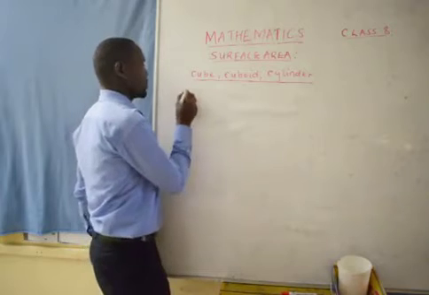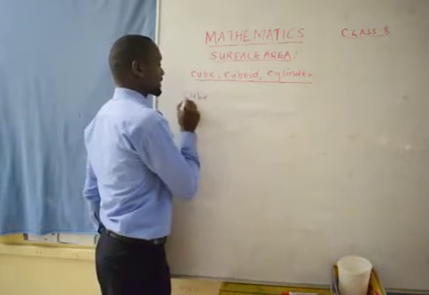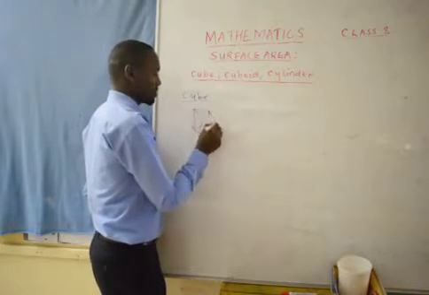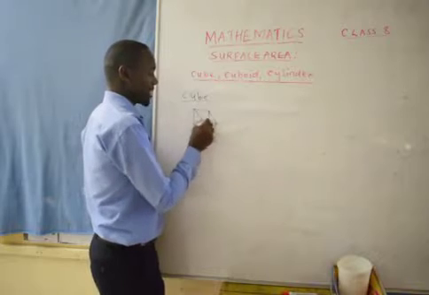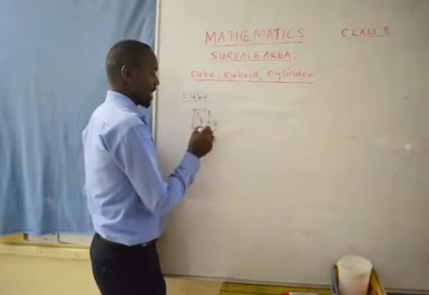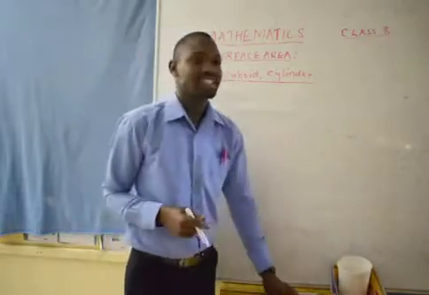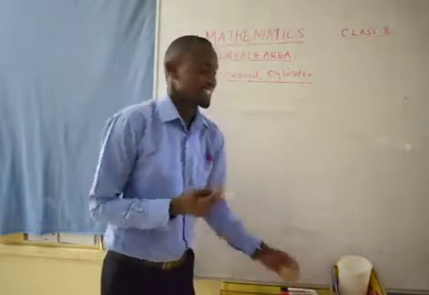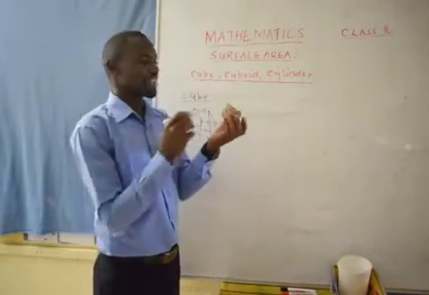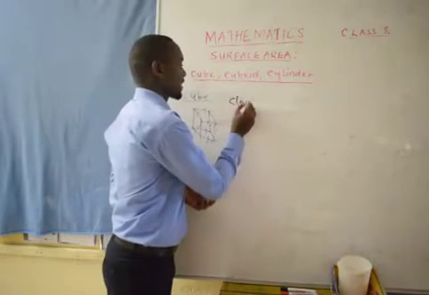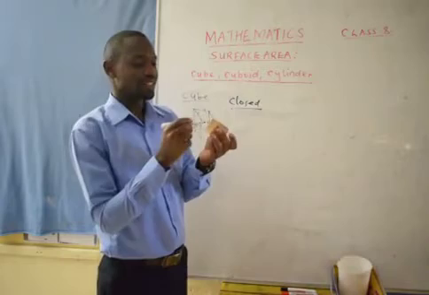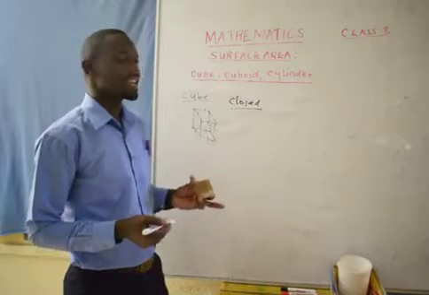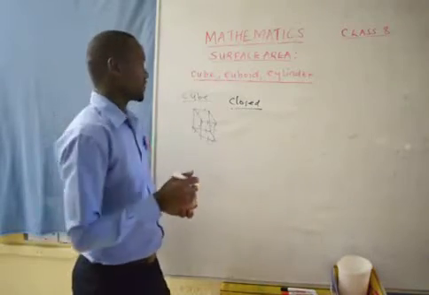Now let's begin with a cube. A cube is a square-based prism whereby all sides are equal. A closed cube has 6 faces. We are looking at a closed cube. It has 1, 2, 3, 4, 5, and 6 faces. So to get the total surface area, we get the sum of the area of the 6 faces.